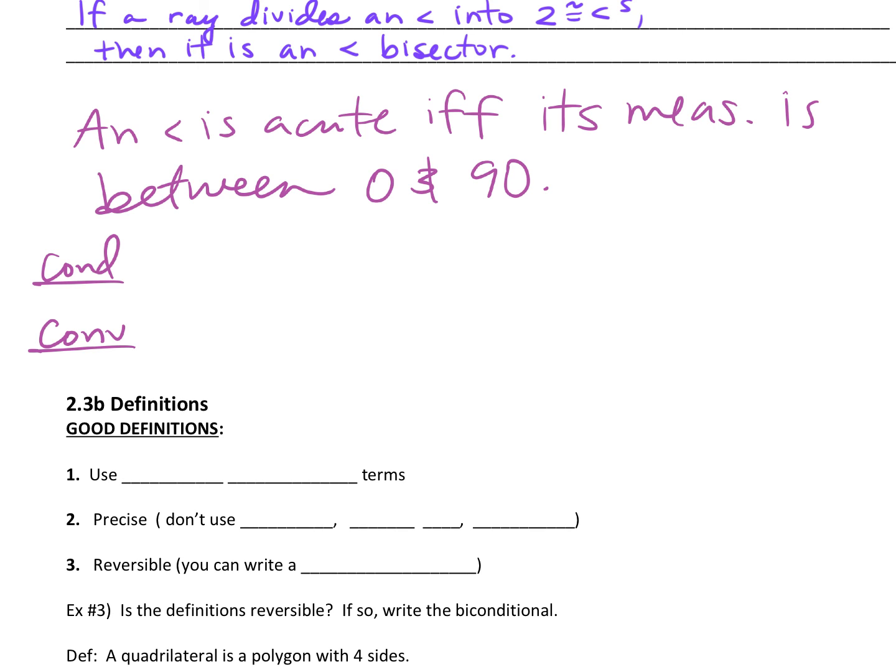What's the conditional? Oh, if it's between. Actually, because I already know the answer. If the angle is acute, then its measurement is between 0 and 90. That'd be your conditional, right? So you take out the IFF, this is just the reverse, and put in an if and a then. And then for the converse, if its measurement is between 0 and 90, then that angle is acute. Correct. Does that make sense? Yes? We feel good about that? Does it make sense, guys? Okay. That's what you're doing today.